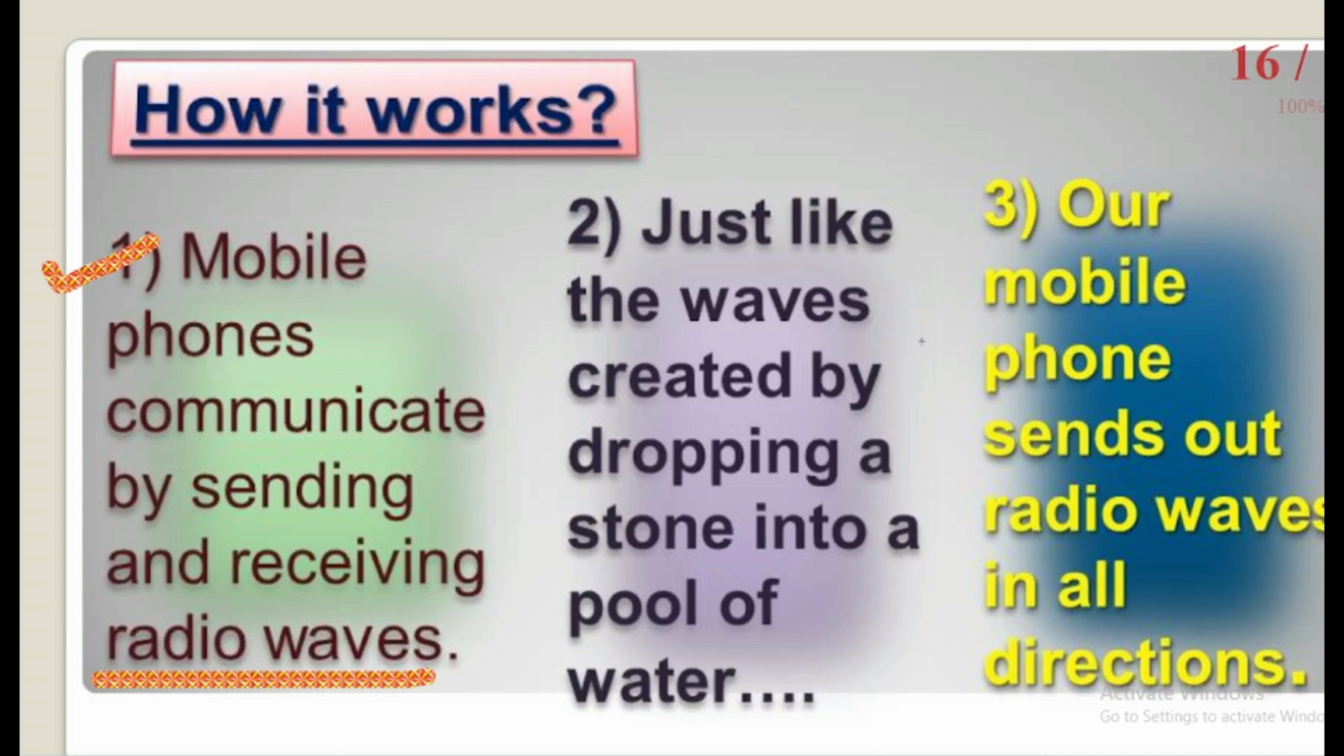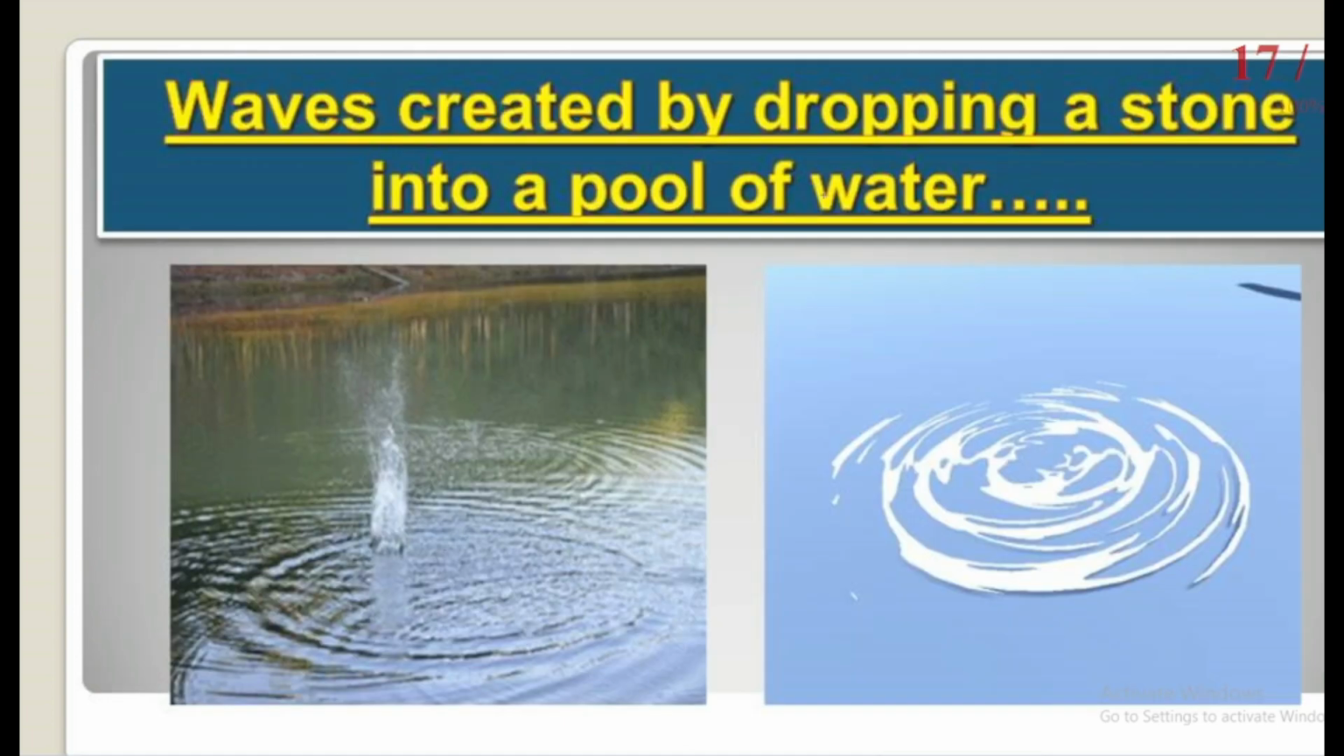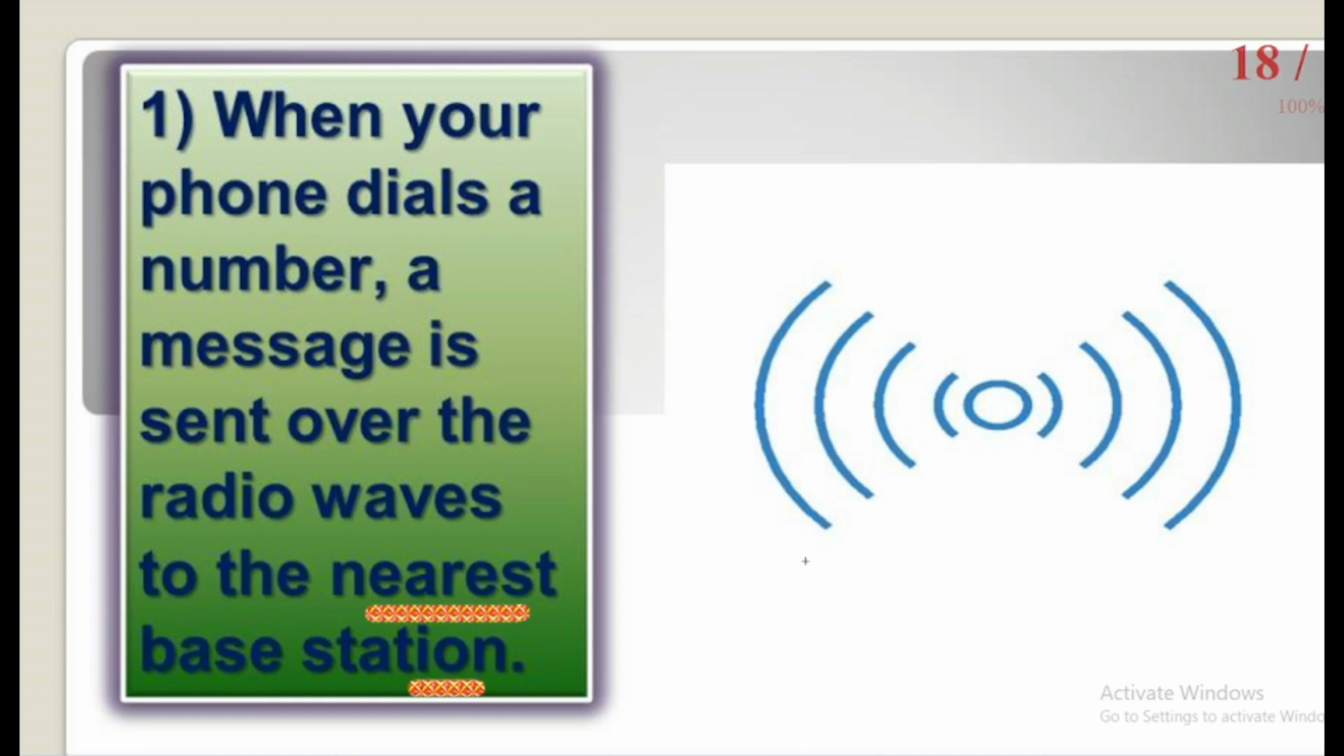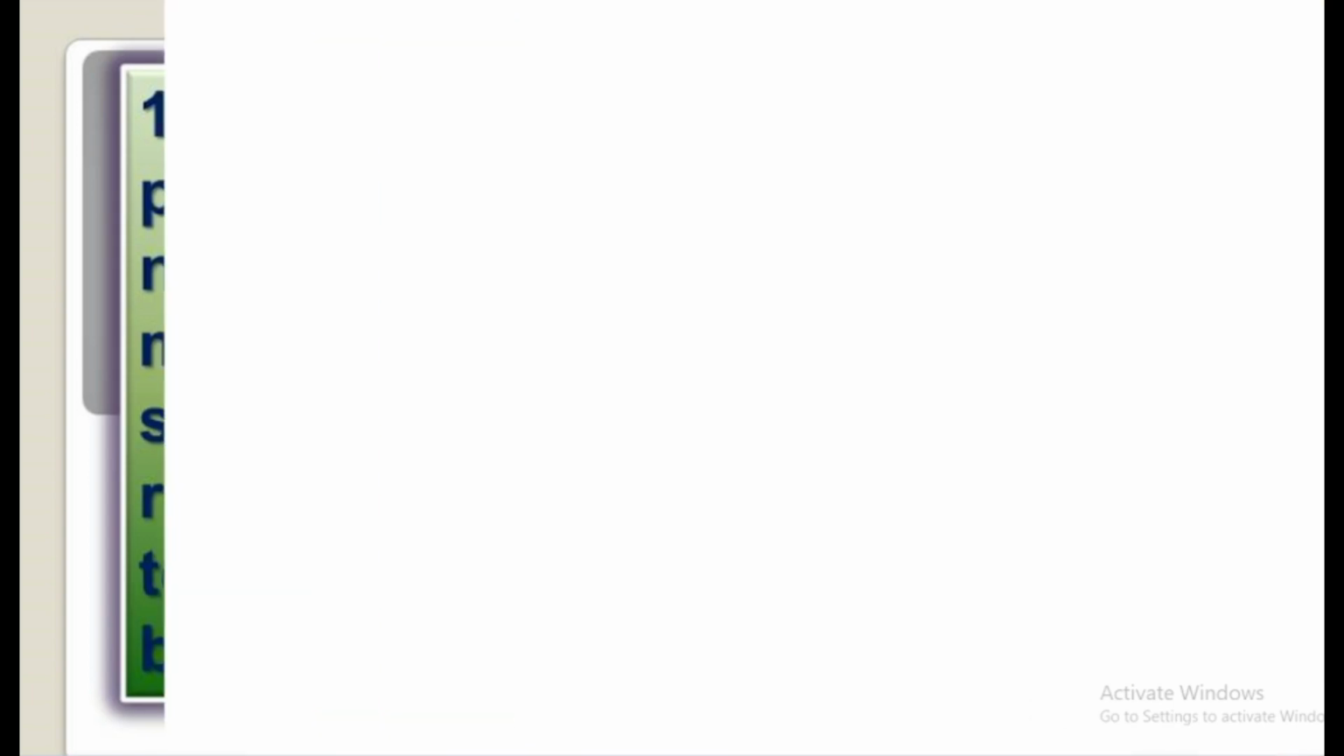Radio waves are just like the waves created by dropping a stone into a pool of water. Here you can see the waves created by dropping a stone in a pool of water. In this way, radio waves can pass from one person to another, and they spread quickly in all directions from the base station.